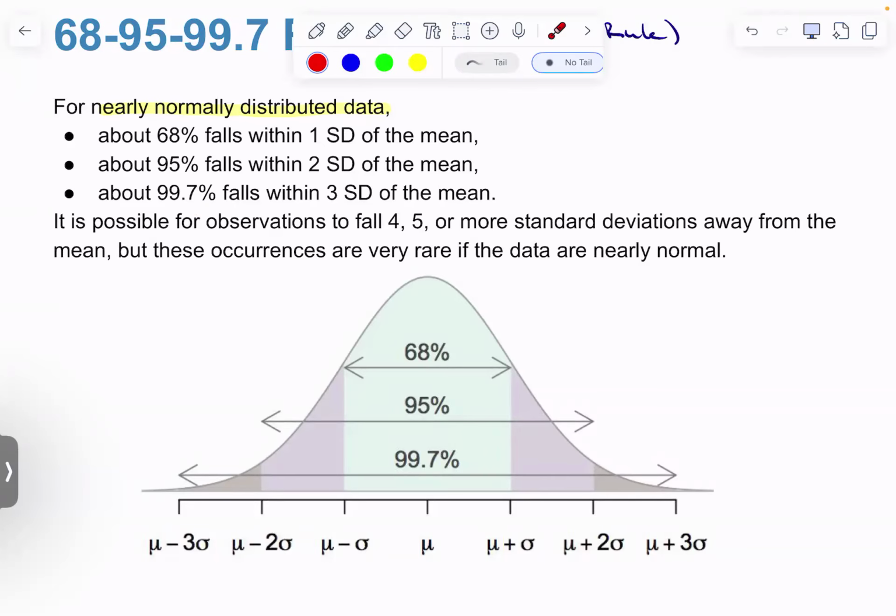0.3% in half. So now you have 0.15% in either tail. Very, very, very small, right? And that would be the probability of going beyond 3. Right? It exists, but it's very, very small.